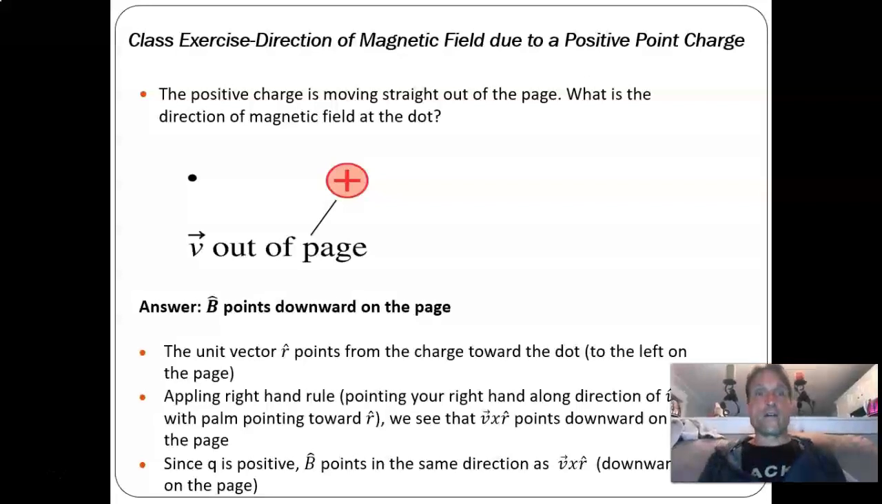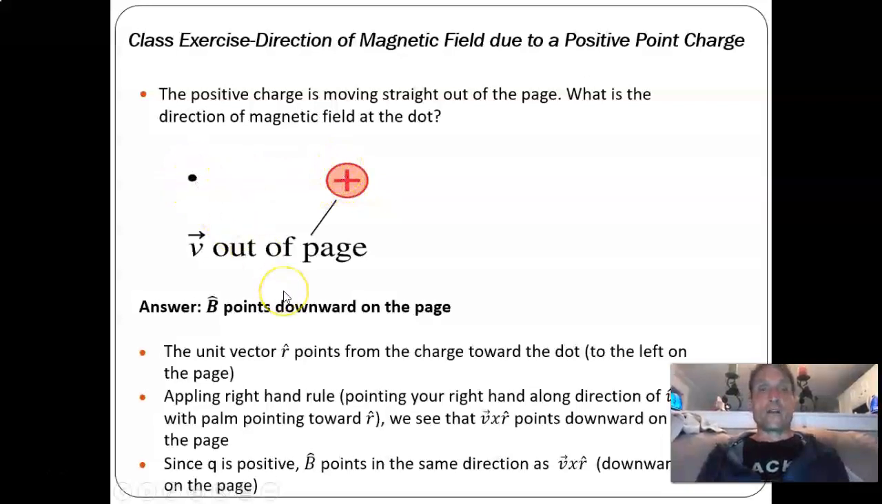Okay, let's do another class exercise here. Suppose we have a positive charge moving straight out of the page. It's coming straight at you out of the screen here. And we want to know what's the direction of the magnetic field at the dot. So the charge is coming out of the page toward you, and we want to know what the field is at the dot. And so this vector r will point from the charge to the dot, meaning to the left.